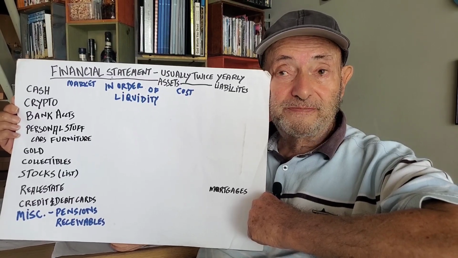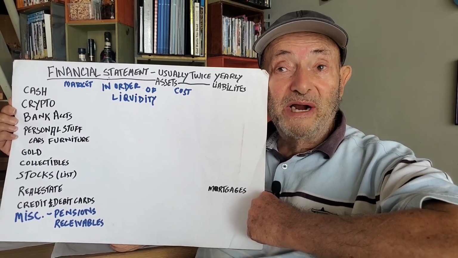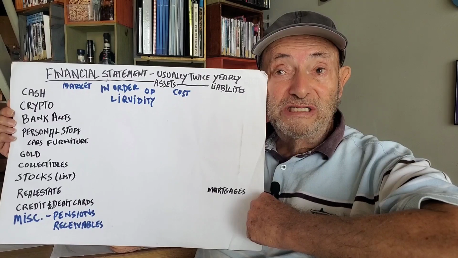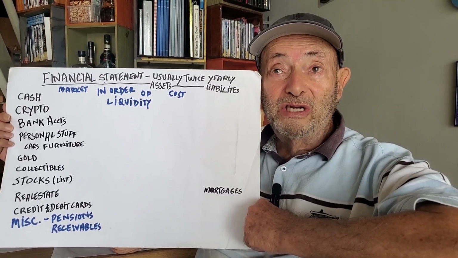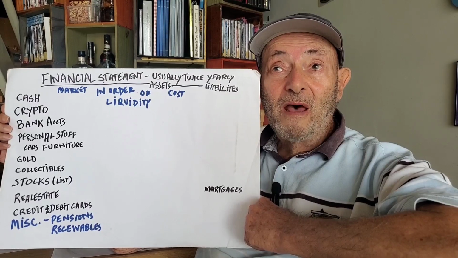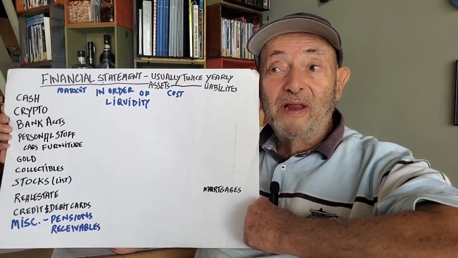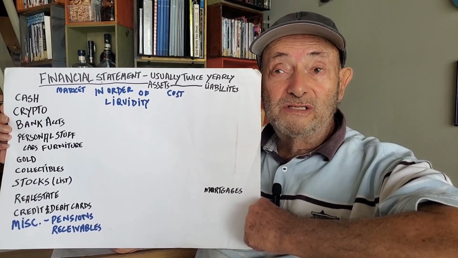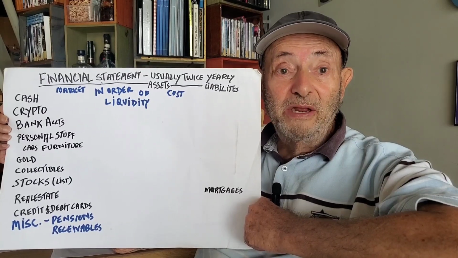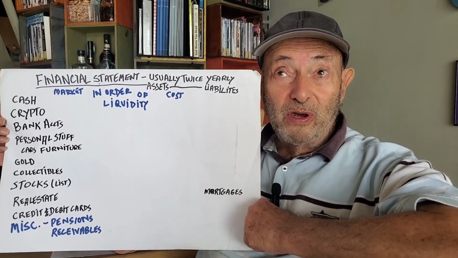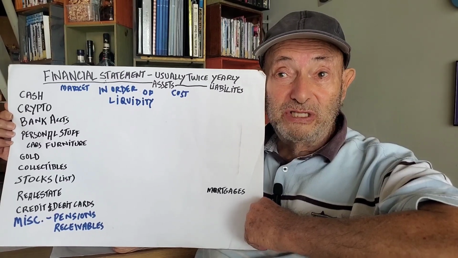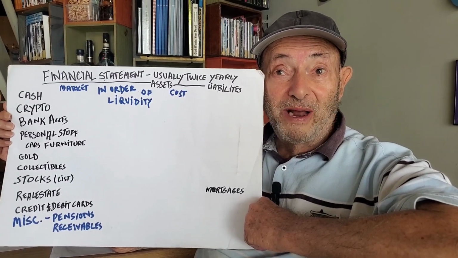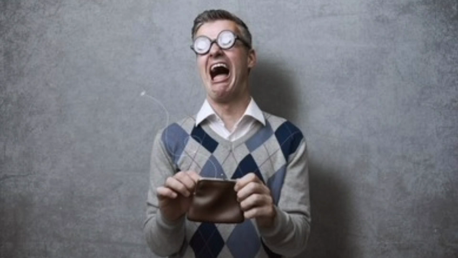And it's a very good idea to do it about twice a year. In fact, most financial statements are dated January 1st and July 1st. And in this video, I'm going to show you how to do a simple financial statement. The nice thing about it is a few years from now, you go back and you see if you're getting ahead or if you're going behind. If you're getting ahead, that's good. That's what it should be. But if you're losing money and your assets are declining, it's time to change your behavior.